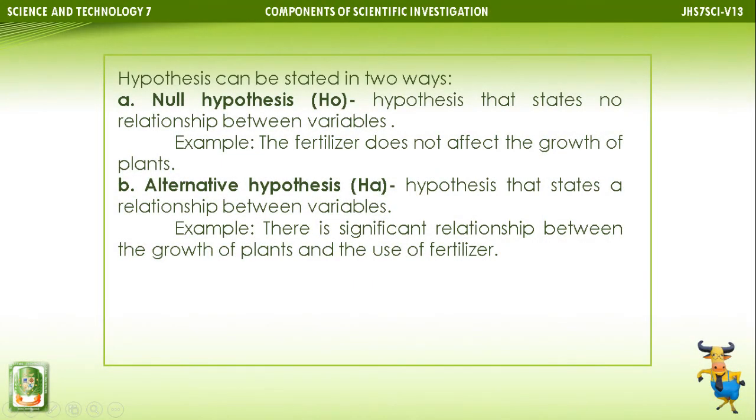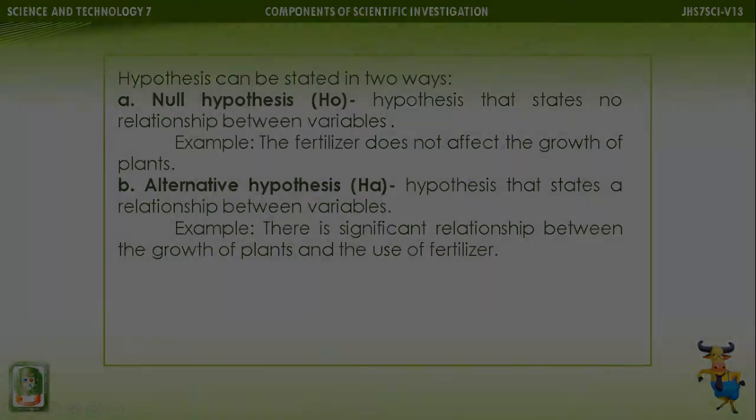Hypothesis can be stated in 2 ways. A. Null hypothesis or HO. Hypothesis that states no relationship between variables. Example: the fertilizer does not affect the growth of plants. B. Alternative hypothesis or HA. Hypothesis that states a relationship between variables. Example: there is significant relationship between the growth of plants and the use of fertilizer.